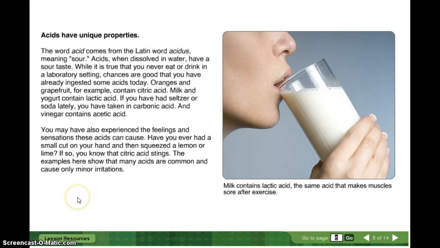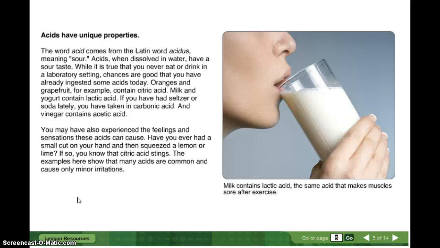Acids have unique properties. The word acid comes from the Latin word acidus, meaning sour. Acids, when dissolved in water, have a sour taste. While it is true that you should never eat or drink in a laboratory setting, chances are good that you have already ingested some acids today. Oranges and grapefruit, for example, contain citric acid. Milk and yogurt contain lactic acid. If you have had seltzer or soda lately, you have taken in carbonic acid. And vinegar contains acetic acid.